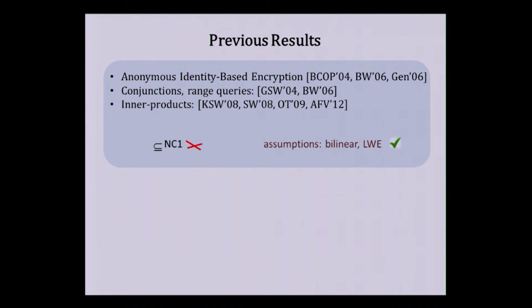So what do we know about predicate encryption? Well, there are a variety of constructions for predicate encryption for different functions. For example, some of you know about anonymous identity-based encryption. It's a special case of predicate encryption. There are also predicate encryption schemes for conjunctions, range queries, or inner products. And they all can be realized from a variety of assumptions, such as bilinear maps or learning with errors. But unfortunately, all of those constructions fall in the complexity class NC1. That is, the secret keys for the predicates that you can issue are restricted to be from the NC1 complexity class.